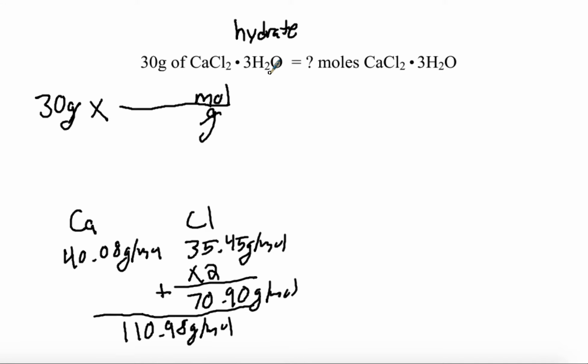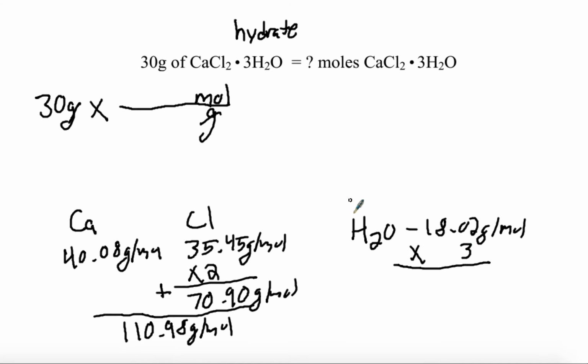Now this 3H2O component is really just 3 waters attached to this calcium chloride. So I know this dot probably looks familiar. In math it means multiply. In chemistry it means just kind of added on. So the mass of water is 18.02 grams per mole. I have 3 of those. Okay, so we're going to have a mass of 54.06 grams per mole from the water.